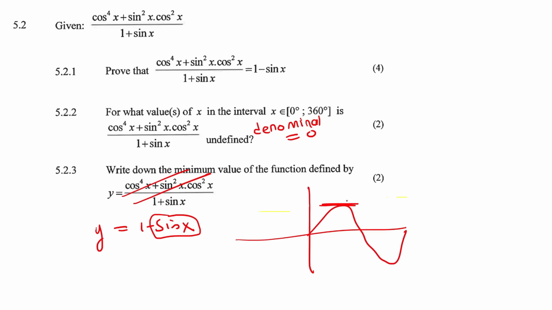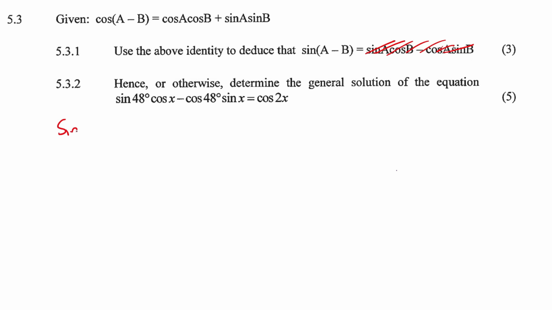Given that cos of a minus b is equal to that, which we already know from our formula sheet. What they're wanting us to do is use the above identity to prove the following. Now this we already know is true on our formula sheet, but you're not allowed to use it. We're only allowed to use this. So we're given cos of a minus b, and we are only allowed to use this to somehow prove that it's that.